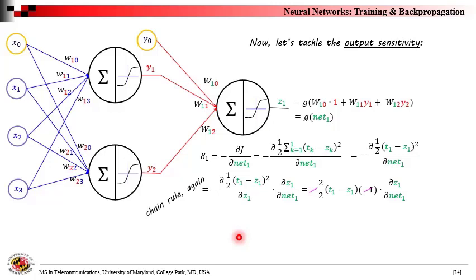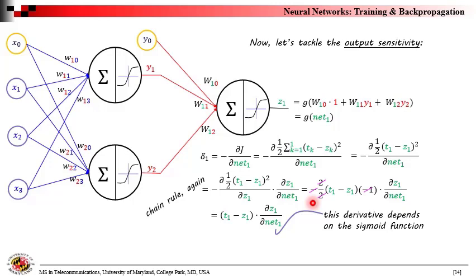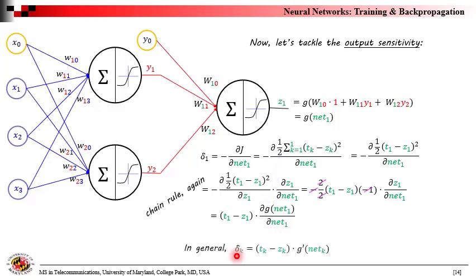The -1 and the -1 cancel out, and the 2 and the 2 cancel out. So we end up with a simplified version, which is T1 minus Z1 times the derivative of Z1 with respect to net 1. Now that derivative here, it depends on the sigmoid function. Why? Because Z1 is equal to g, the sigmoid function, applied to net 1. So you're taking the partial derivative of g with respect to its argument. We can just call that g prime.